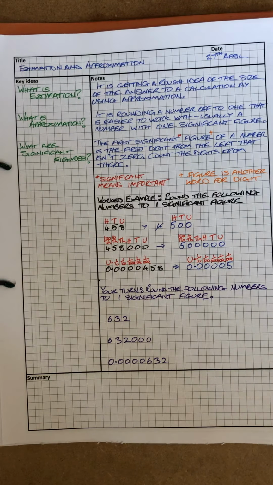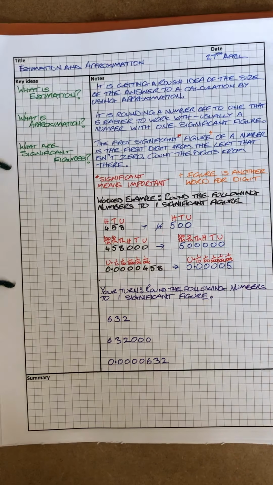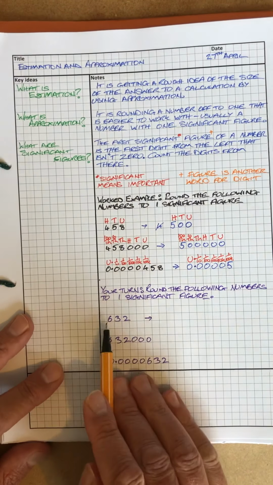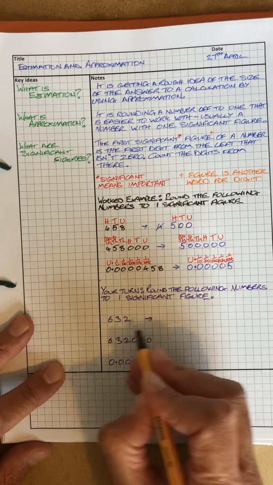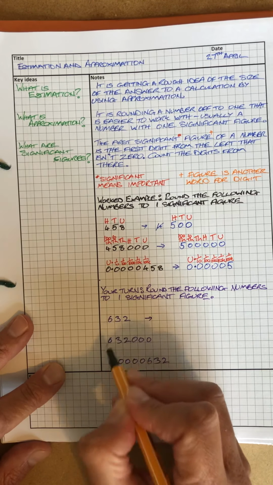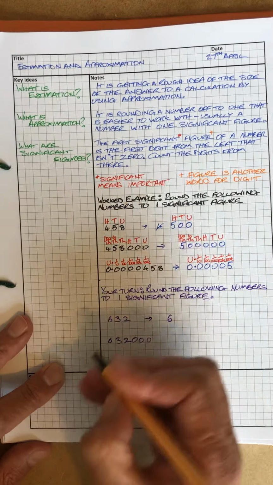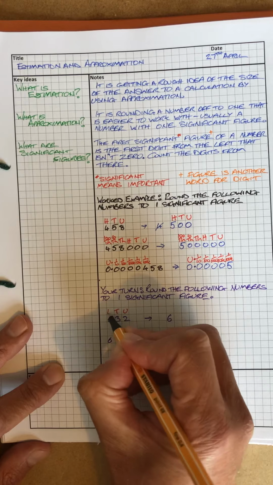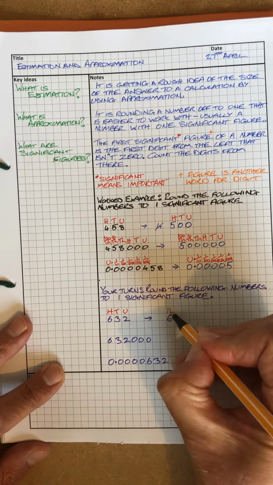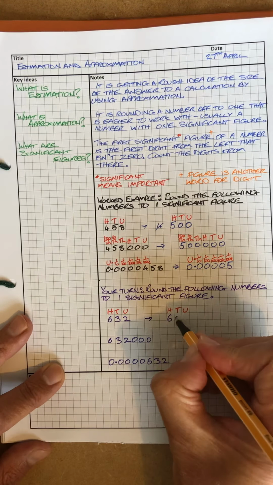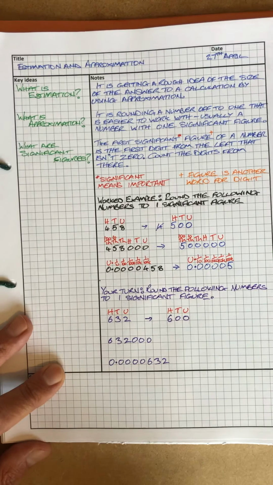Right, it's your turn. Pause the video, have a go at these numbers here, and then get back to me. Okay, so my first digit is a 6. I'm going to keep the 6. It's followed by a 3, which means I'll be rounding down instead of up, so I'm going to keep the 6 as a 6. It's 6 in the hundreds column, so I need 2 placeholder zeros after it.